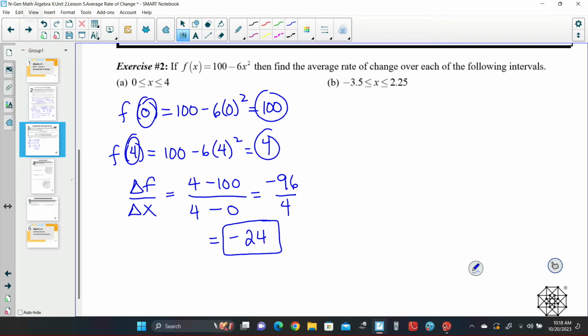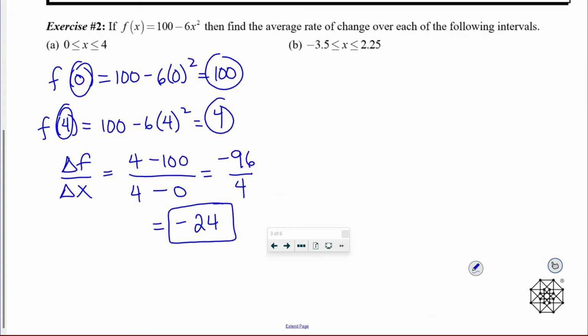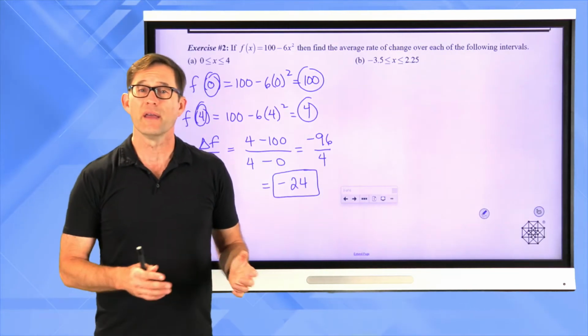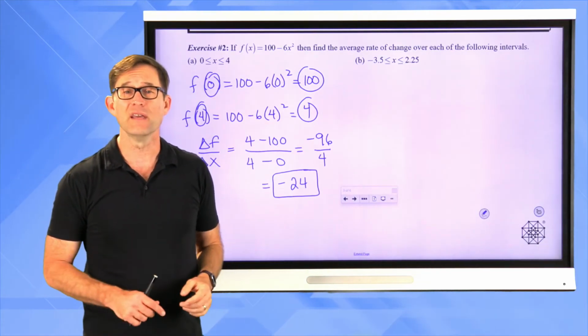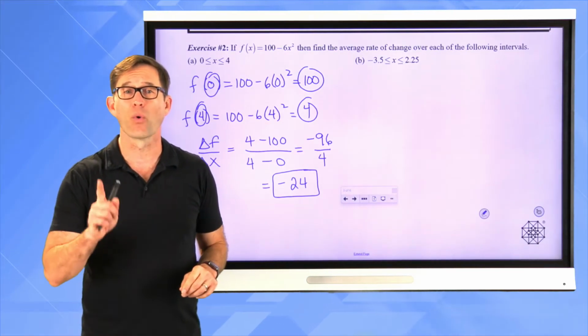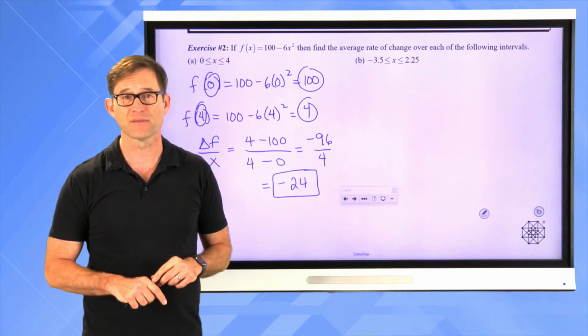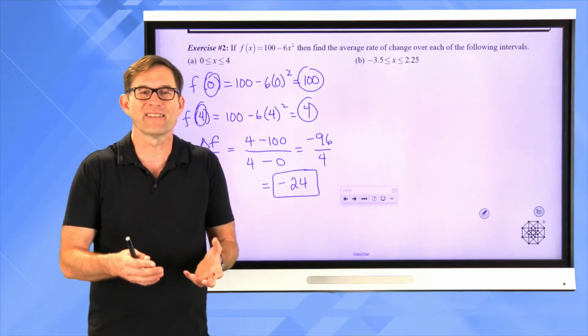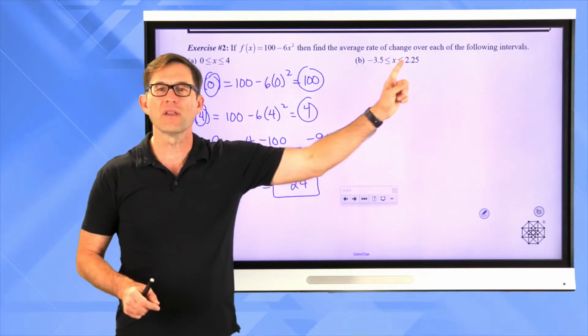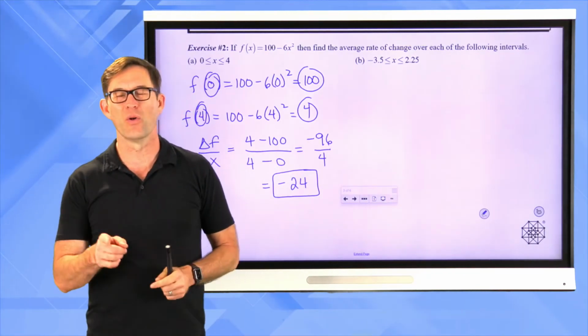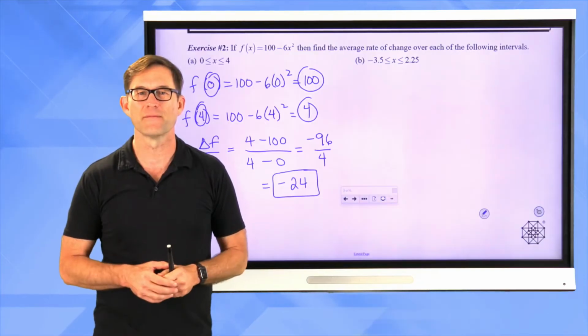Now, unlike our last problem where we had this beautiful kind of unit analysis we could do, here the best we can say is that from 0 to 4, y is decreasing by 24 units per 1 unit of increase in x. It's not quite as satisfying because there's no physical context for it. Let's take a look at letter B, because I want to show you something kind of cool on the calculator.